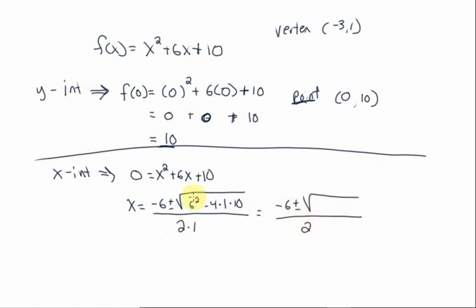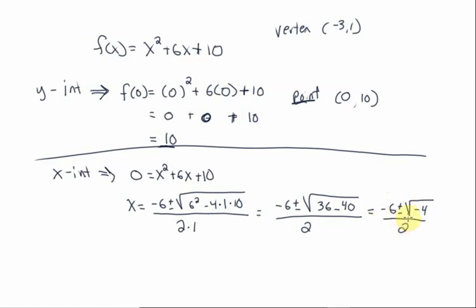Let's see. 2 times 1 is 2. Well, maybe I could write it out. 6 squared is 36, right? Minus 4 times 1 times 10 is 40, isn't it? Make sure I didn't make any mistakes. Yeah, that's 40. So what do I get? Negative 6 plus or minus the square root of negative 4.